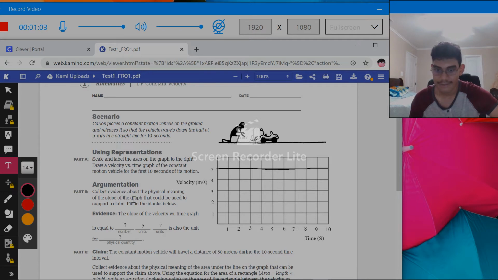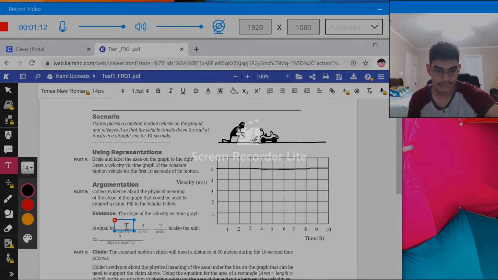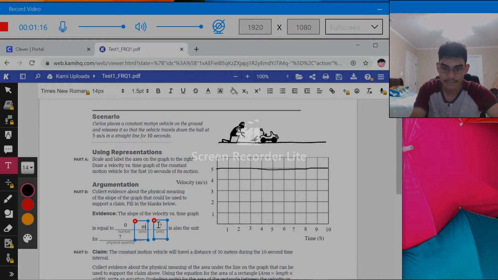Collect evidence about the physical meaning of the slope of the graph that could be used to support a claim. Fill in the blanks below. Evidence: the slope of the velocity versus time graph is equal to 0 meters per second. Oh, sorry about that. It's supposed to be meters per second.